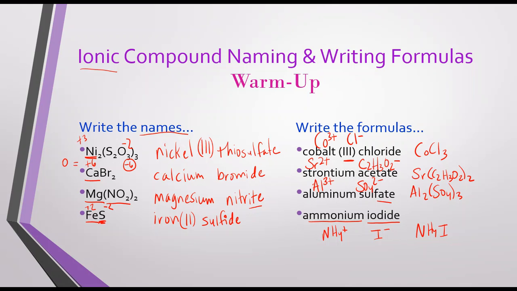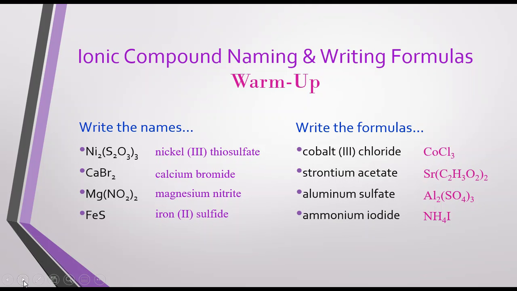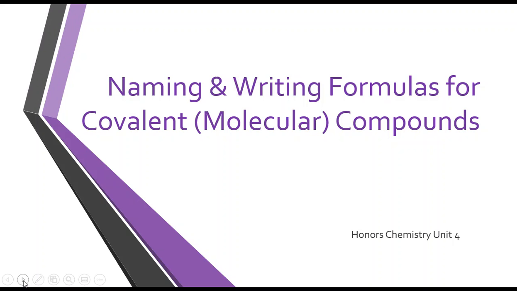Okay, so just a quick practice on naming ionic. We did Roman numerals, we did polyatomics, we did regular binary naming. So it's all rolled into these 4 examples. Now we're moving on to covalent. You need to review the answers, of course, obviously they're right there.